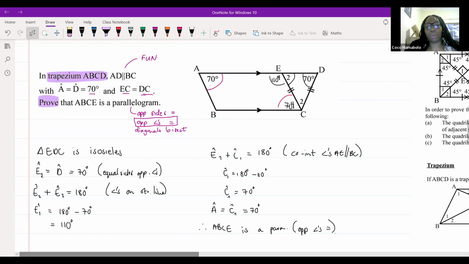Okay, shall we try another one together? Do you want to try one by yourselves? I can do another one with you guys because this was a bit tricky. Okay, let's do one together.